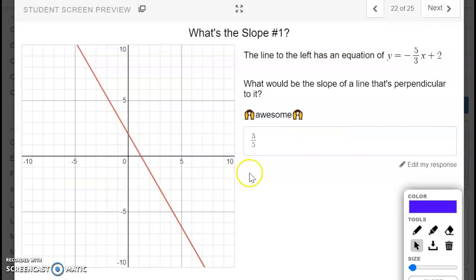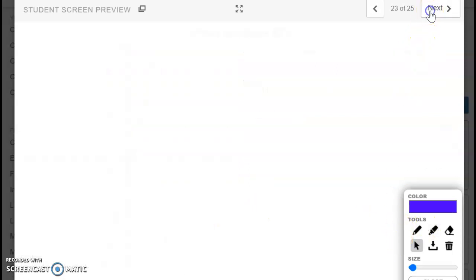But here's the thing, some of you are putting 3 over 5x, or some of you are putting y is equal to 3 over 5. Both of them are incorrect. Slope is just the number in front of x. So in this case, 3 over 5. It's just a number. There should not be any variable, including y or x. And let's move on to the next card.